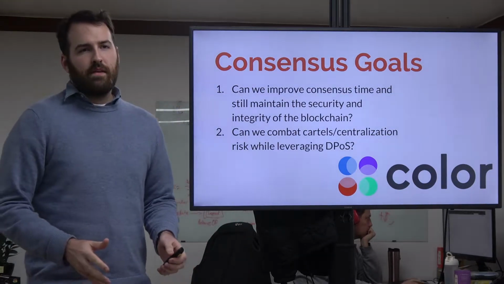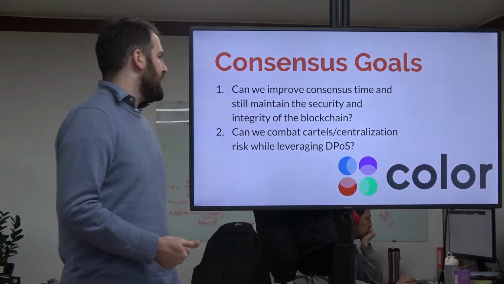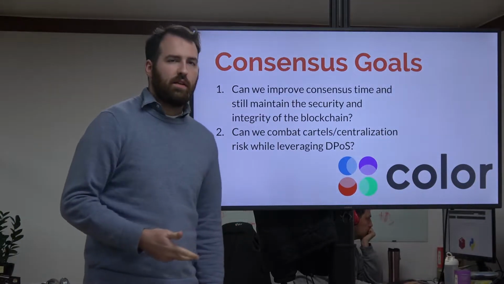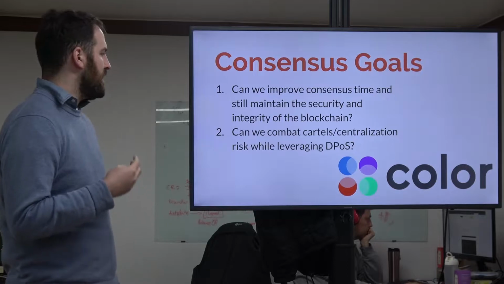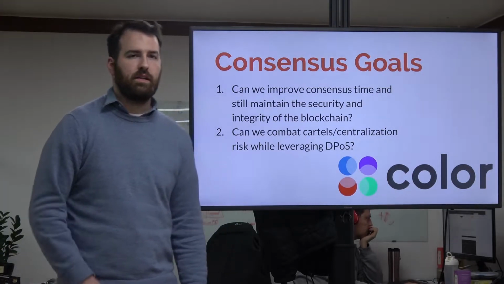So during the design phase of Color Prism, we had two main goals. One is, can we improve consensus time and still maintain the security and integrity of the blockchain? And two, can we combat cartels and centralization risk while still leveraging a DPoS model?